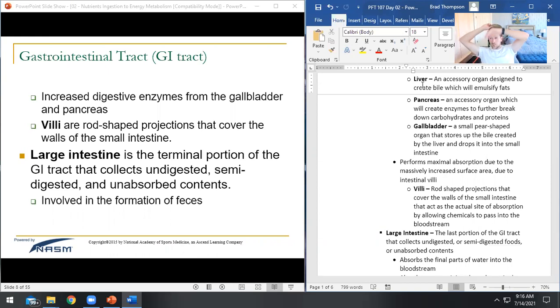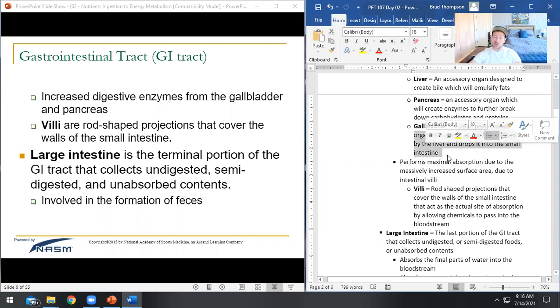So luckily, we have another accessory organ that is attached to your liver called your gallbladder. Your gallbladder is this little pear-shaped organ. Its job is to store up bile salts. When your liver creates bile, it puts it into the gallbladder instead, the gallbladder holds on to it, and then the gallbladder is what actually drops it off into your small intestine. So it doesn't make anything of its own, but it is a very important part of digestion.